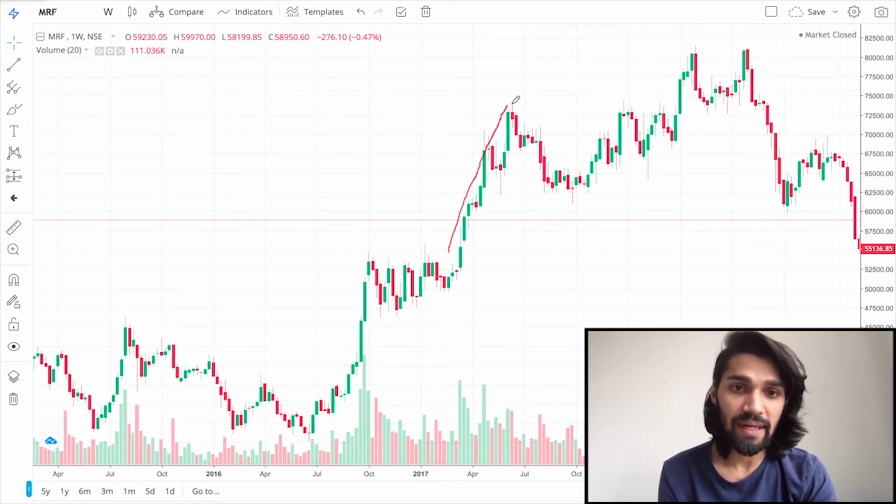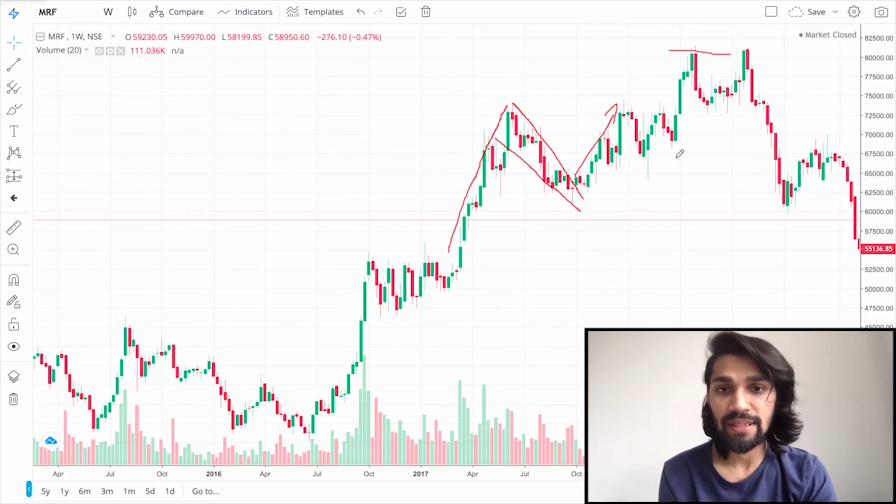You can see here the price moved up sharply at this point, and then it started falling down, and it sort of created a zone. And once it broke the zone at this point, it went up, right? And it went up to 80,000. So this was an ascending flag.